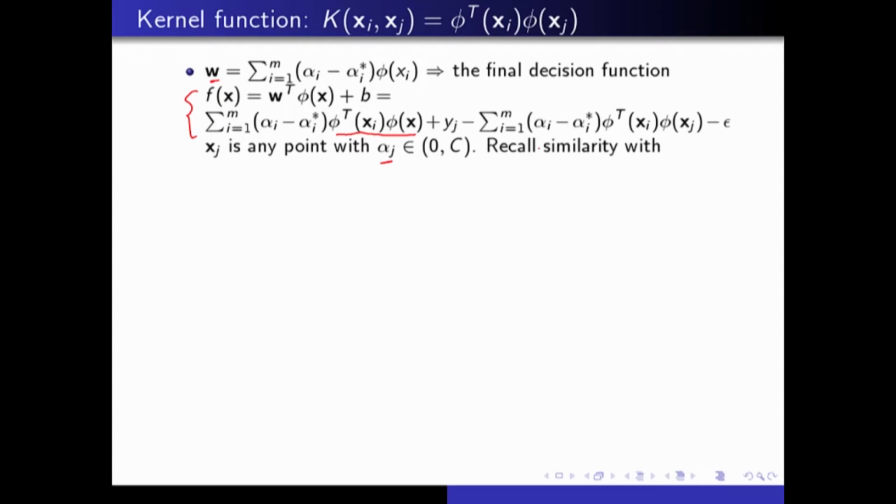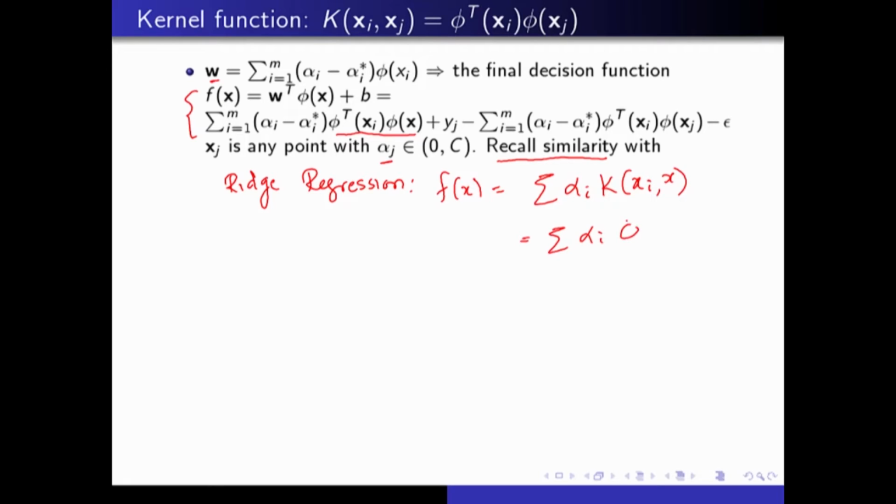You can recall the similarity we have seen with ridge regression, where we were able to express the decision function f(x) as a summation over alpha i, k(xi, x), basically a summation over alpha i times the dot product of the basis function at xi with the basis function at x.